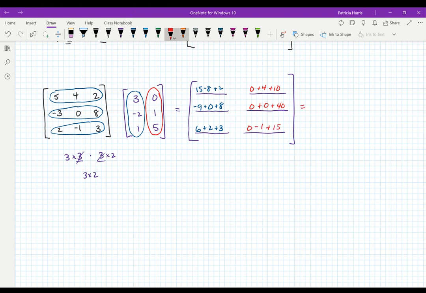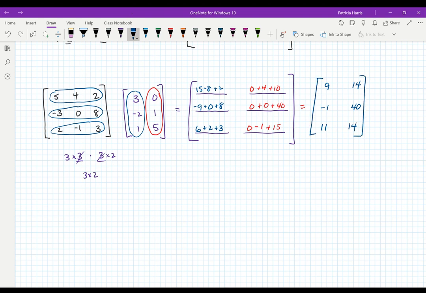15. Let's do your addition. So that would be 9, negative 1, 11, 14, 40, and 14 again.